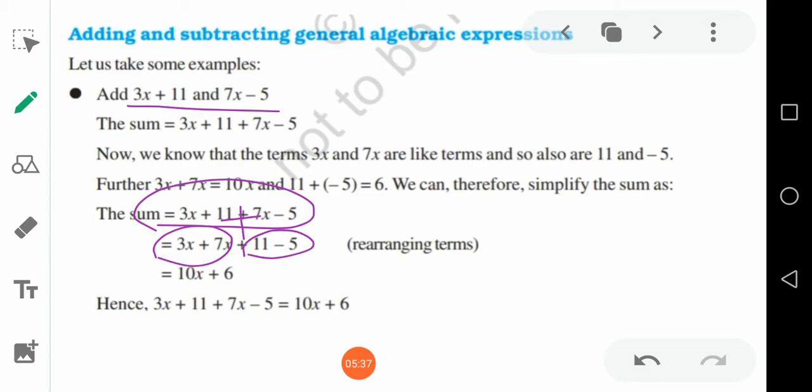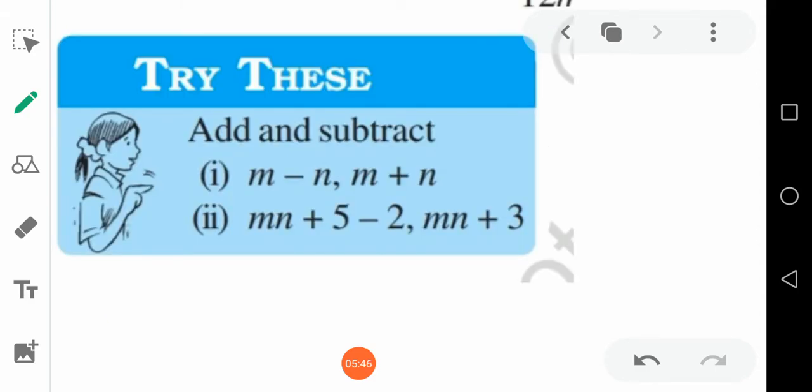Now, 3x plus 7x, what is it? 3 plus 7, 10. So, it is 10x. 11 minus 5, it is 6. Yeah. So, this is how we have to do. Now, you have to try this one problem. Try these from your reader.